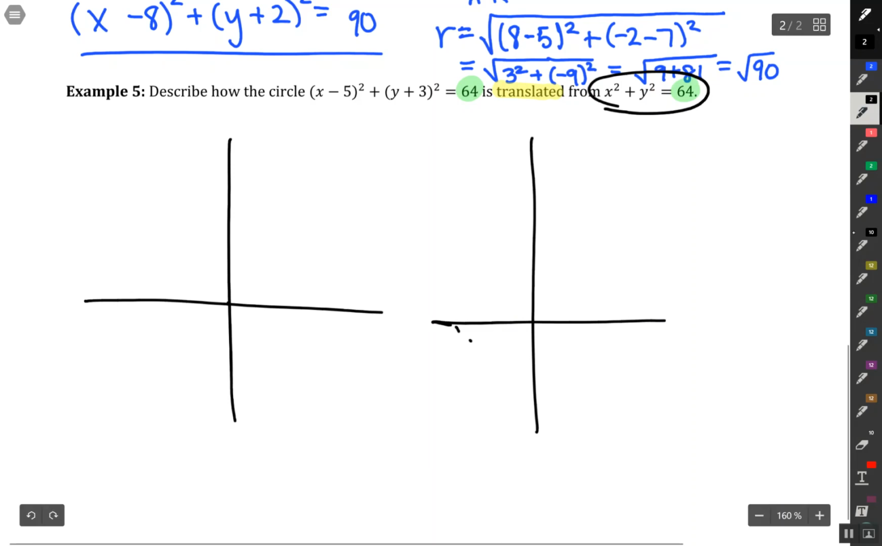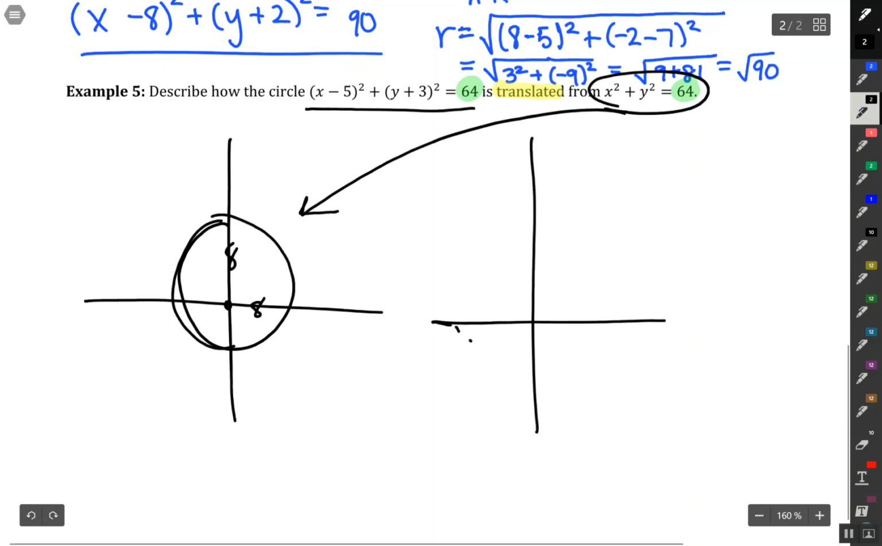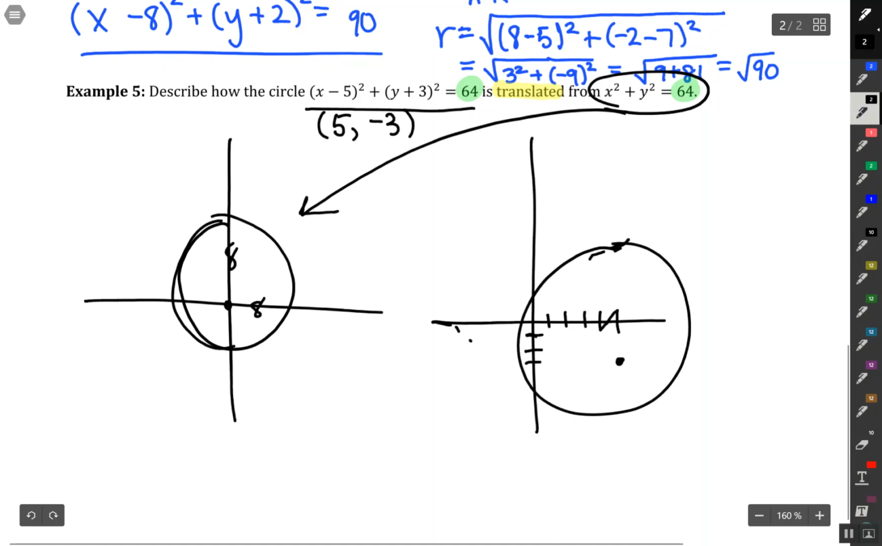So if we sketch out, just real quick sketch, this circle is, they're saying it's translated from that one. The original has a center at 0 and a radius of 8. Okay, it's a terrible picture. Don't worry about it being perfect, okay? So that's this one. This one has a center at 5, -3. Remember, take the opposites for h and k. So 1, 2, 3, 4, 5, 1, 2, 3. And it has the same radius of 8.